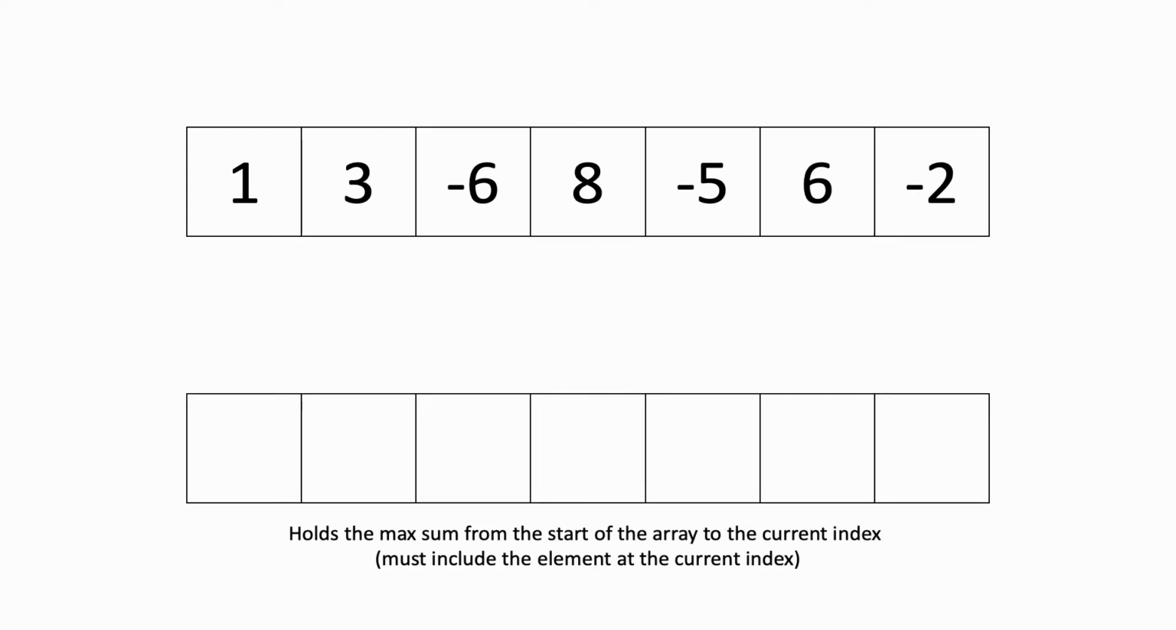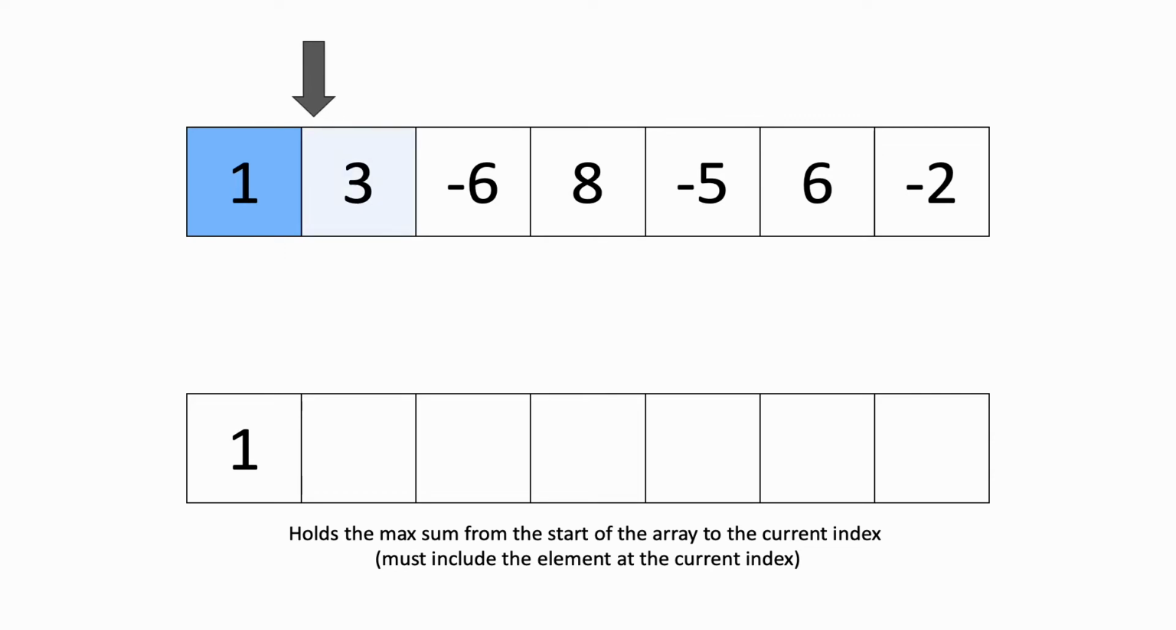Here's an example. Let's say this is the array given. To avoid recalculating the same sums, we'll also create an array that'll keep track of the maximum sum from index 0 all the way to the current index. And this sum always includes the element at the current index. We'll start by looking at the first element by itself. This is our starting point, so the sum of the maximum subarray ending here is just itself, 1.